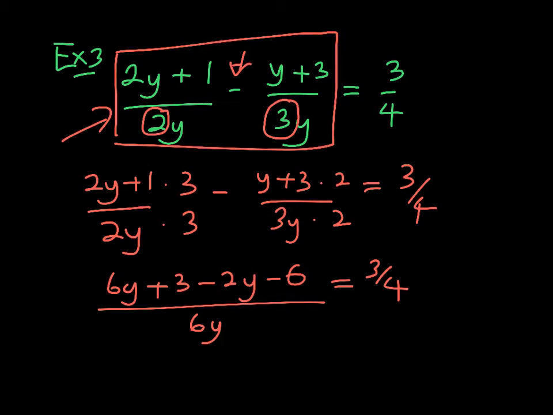Okay, 6y minus 2y, that leaves us with 4y. Then 3 minus 6, that's negative 3. So we can write this as what? 4y minus 3 divided by 6y is equal to 3 over 4.